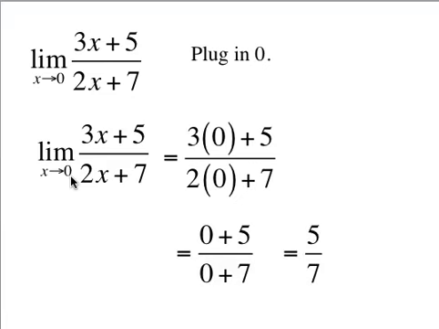Now, the question is, would it have been fair to use L'Hopital here? Could I have taken the derivative of the top and the derivative of the bottom? The derivative of the top would have been 3, the derivative of the bottom would have been 2, and that is not the answer to the question. And no, it is not fair to use L'Hopital's rule on this problem, because when you plug in 0, you get 5/7. L'Hopital is fair if we have an infinity over infinity situation or a 0 over 0 situation.